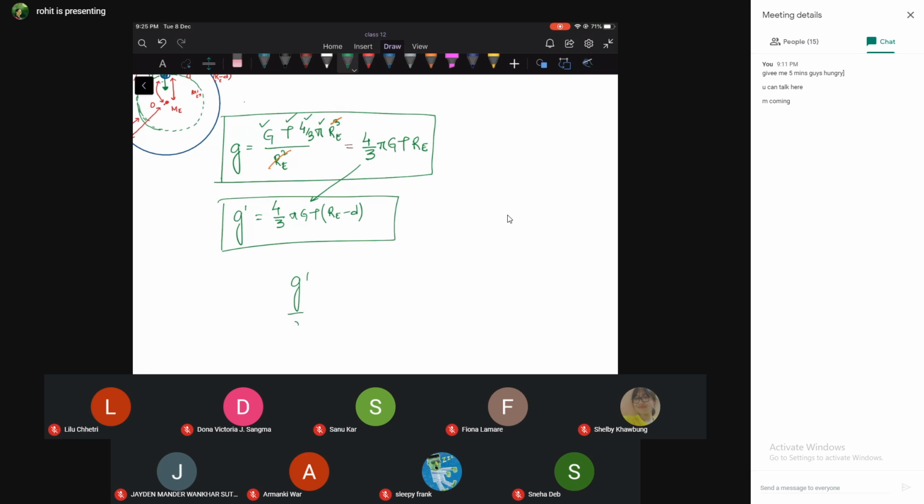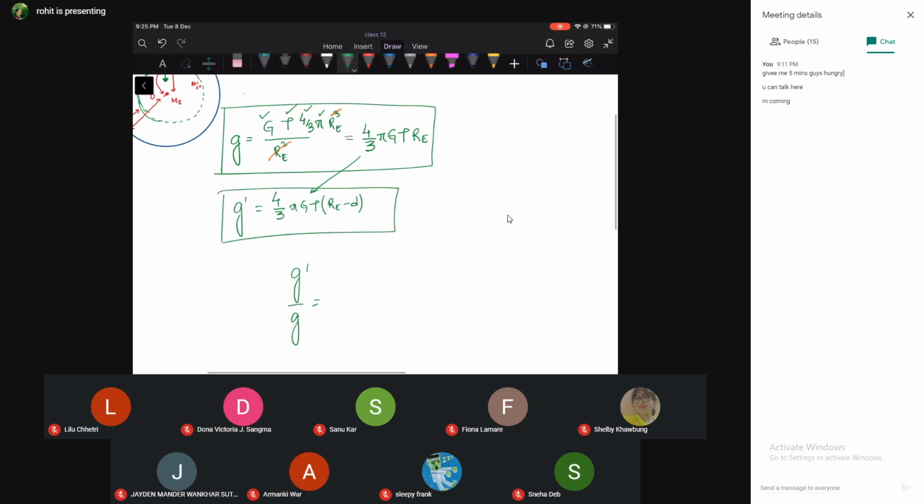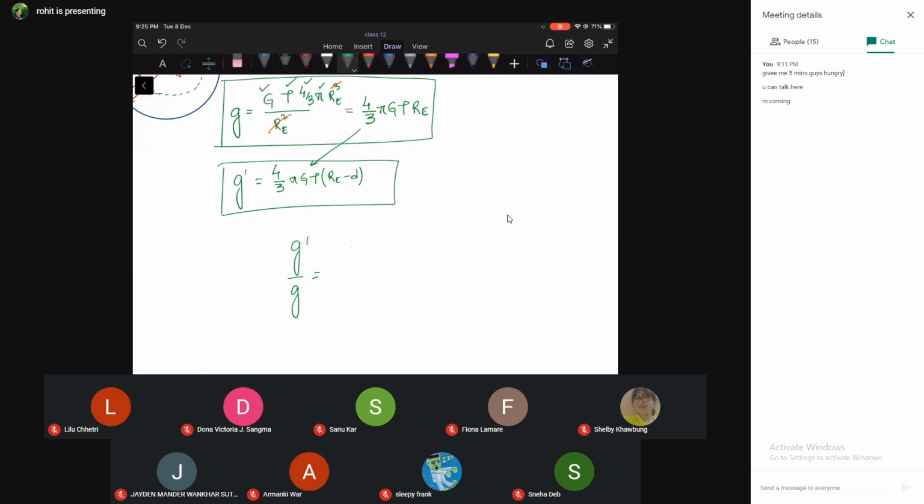No, that was the main part. So I'm going to do that right now. Okay, so let's do that. When I divide them, it's going to look like this: 4 by 3 pi capital G rho (Re minus D), divided by 4 by 3 pi again capital G rho, and it's simply Re. Okay, check. So many things are going to cancel.